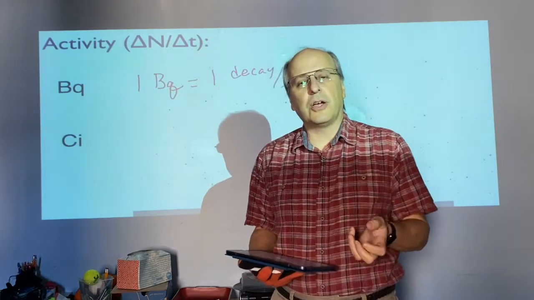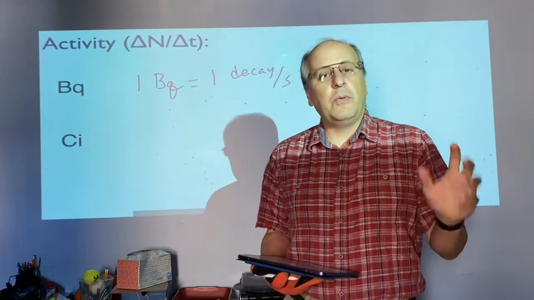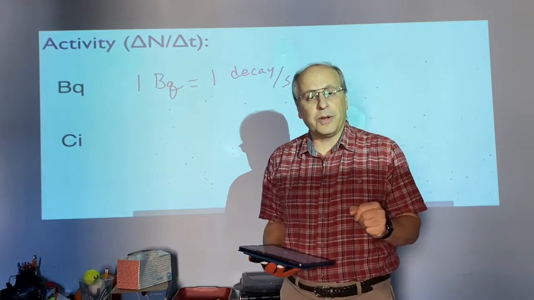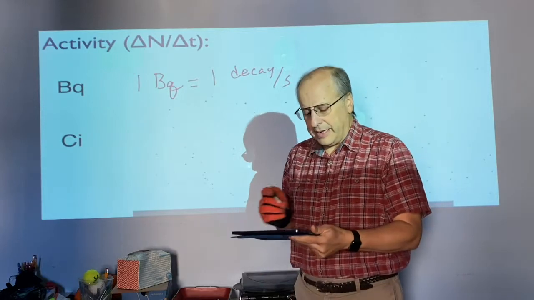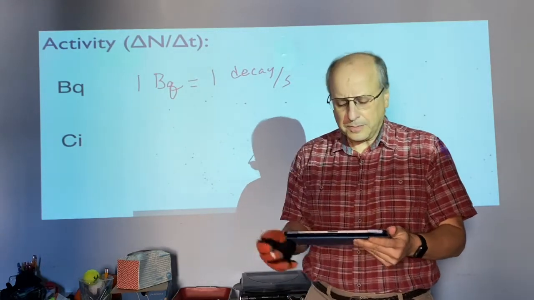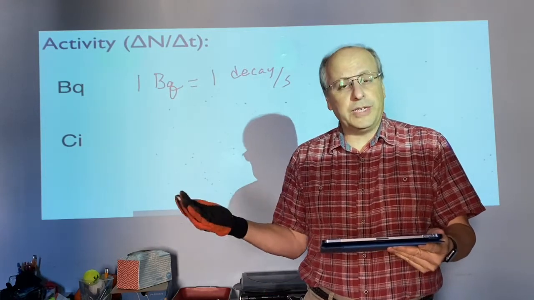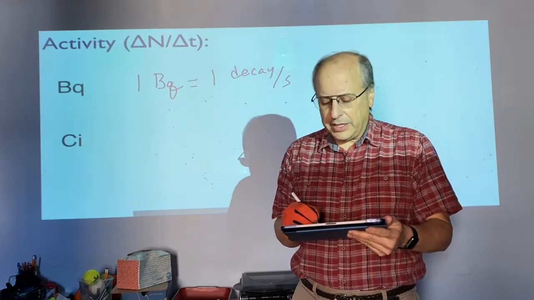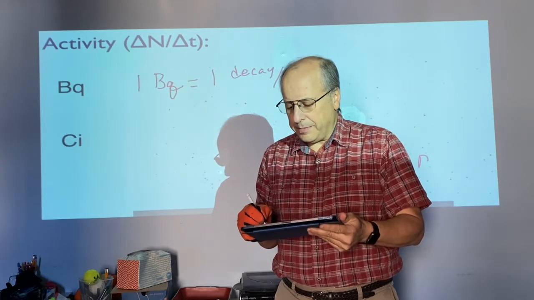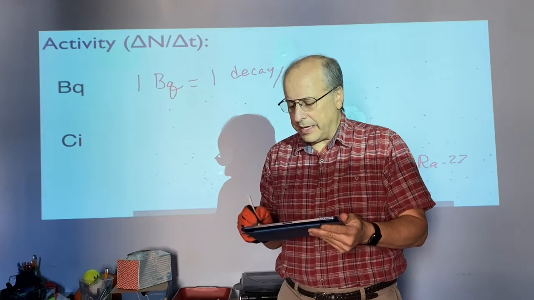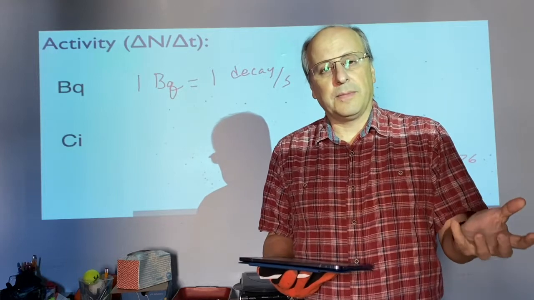The problem is there's often so many decays that the numbers get really, really high. It would be nice if they just tacked on a metric prefix, and they can and they do, but the more common way of measuring it is based on Curies. Curies is a unit that dates back over 100 years now, and it refers to the activity of 1 gram of radium-226.